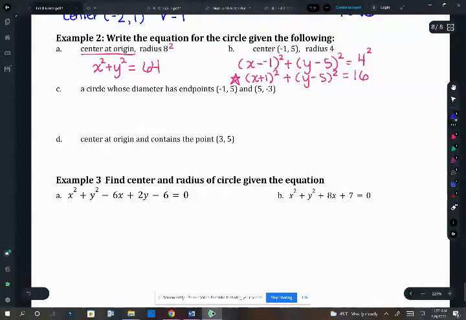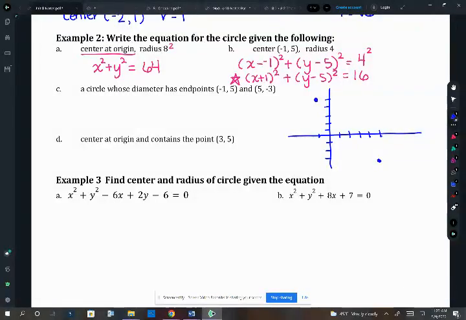So I can say, all right, so here's my coordinate plane. And I could say, well, if I'm going to go -1 and then up 1, 2, 3, 4, 5. So there's my first point. And then I would go 1, 2, 3, 4, 5, and then down 3. Here's my second point.